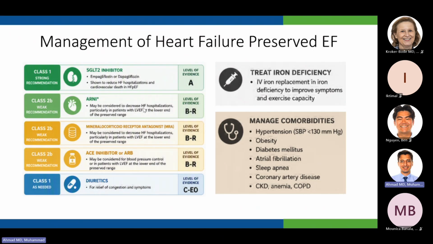The ARNIs, again, the data is not as robust as the SGLT2, but if you're going to treat hypertension anyway and he has good insurance, just put him on Entresto, right? So you then don't worry about the data, just give him the Entresto. If his insurance is so-so, then you can put him on losartan or valsartan. But yeah, if he can tolerate Entresto and he has good insurance, just give it to him.